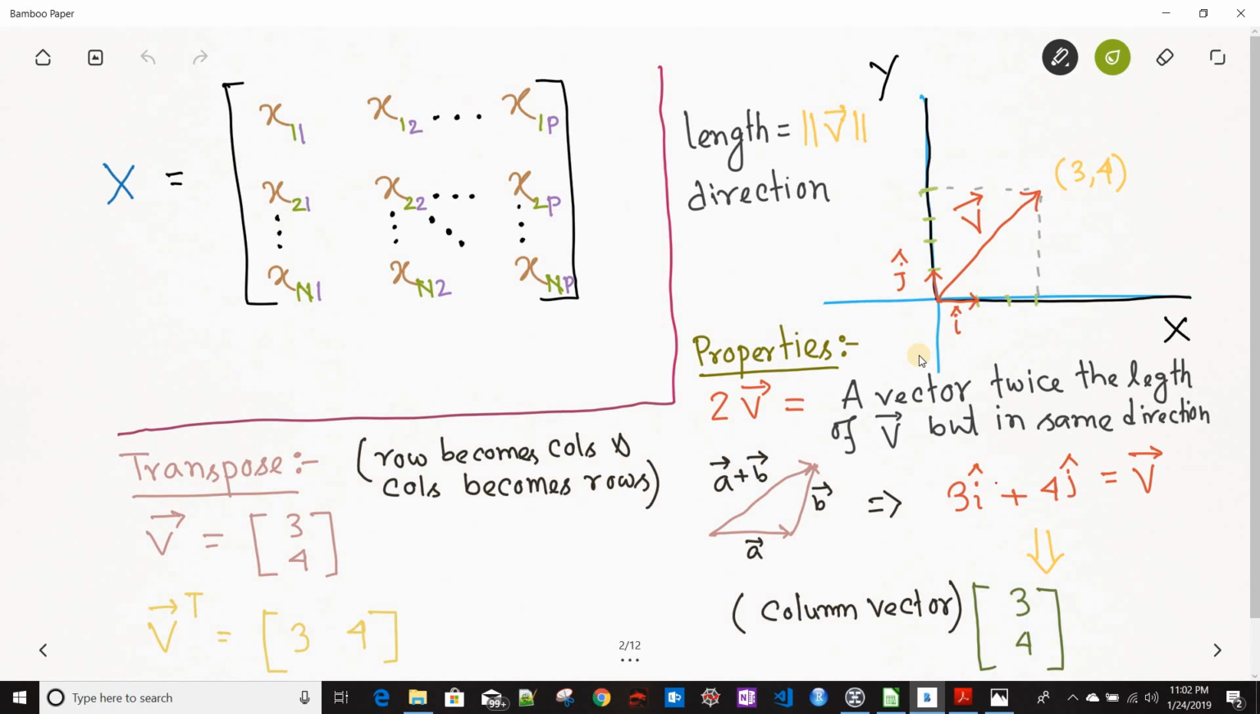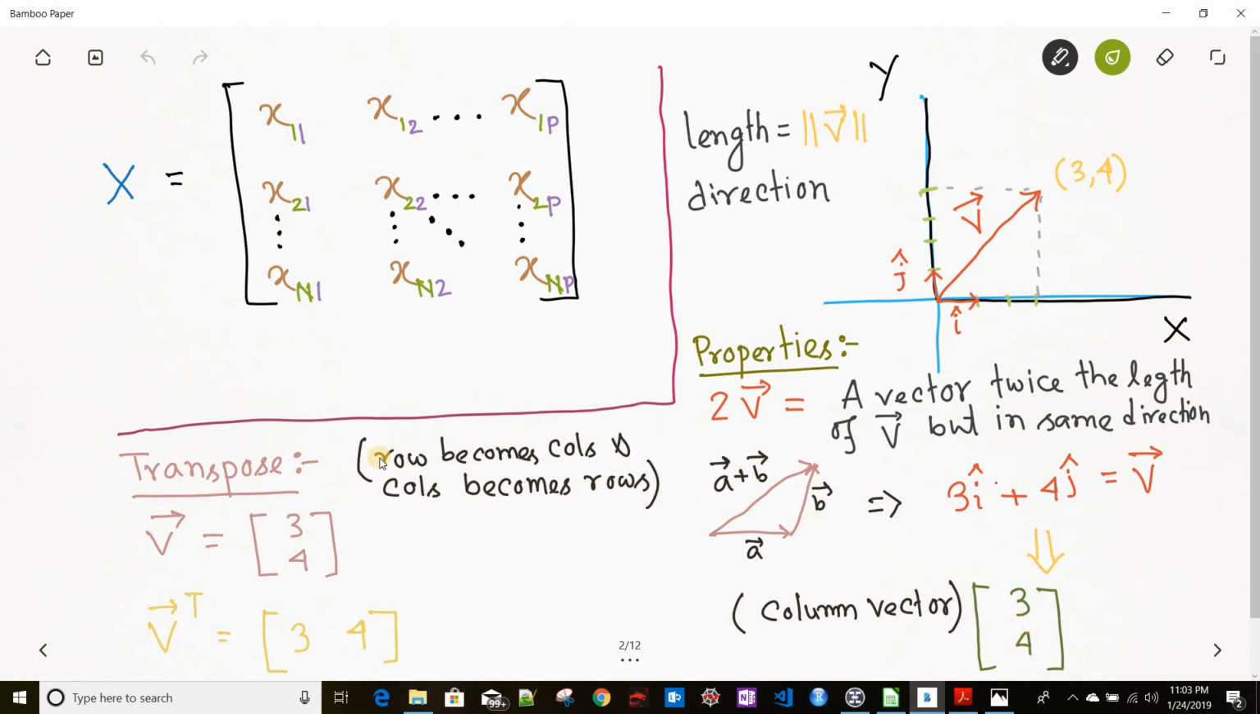So in physics, we have seen the vector as it is. In computer science, the vector is basically treated as a matrix, a single-row or single-column matrix. Generally when we represent a vector, we represent it as a single column, but row vectors are always possible. The entries of that column matrix will be the endpoint of that vector, so it will be 3 and 4.